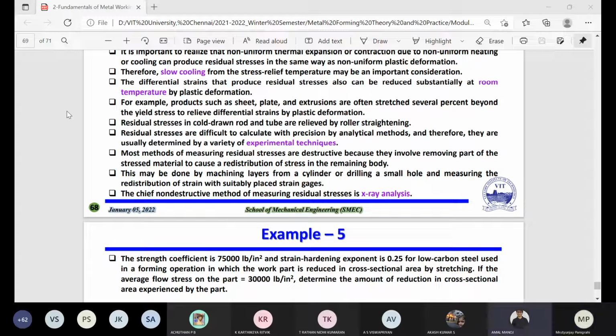Could you repeat the formula again? I made a mistake in copying the wrong formula. YF bar equal to K epsilon to the power n divided by 1 plus n. So YF bar is given 30,000, and K is given 75,000, and epsilon to the power 0.25 divided by 1 plus 0.25. Okay, so how much is epsilon?